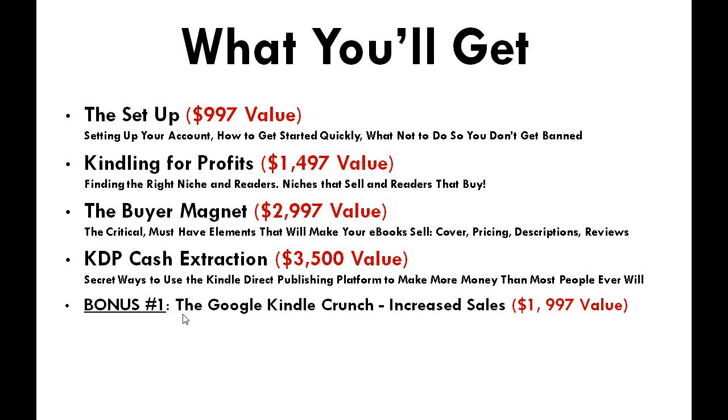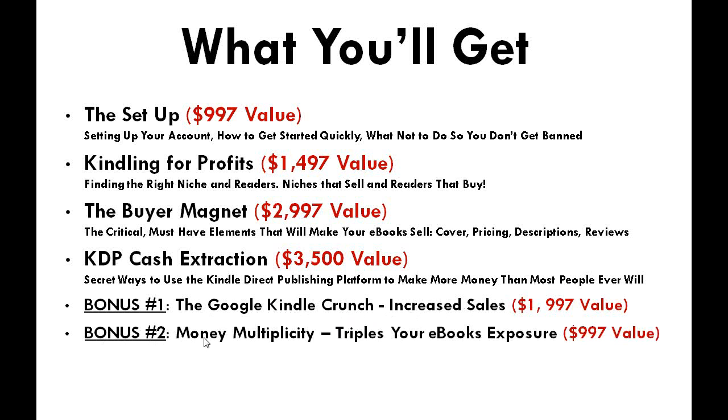All right, you're also going to get the bonuses, right? Bonus number one: if you're one of the first 30 people to order, you're going to get the Google Kindle Crunch method, which will show you how to get your ebooks listed in Google and increase those sales. Now, if you're one of the first 20 people to order, you're also going to get Money Multiplicity. So you're going to get both of these bonuses, all right?